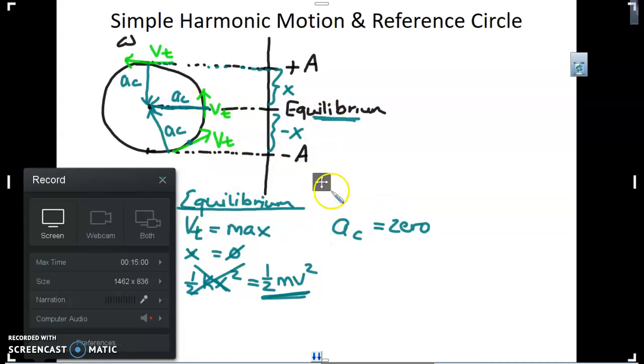Just understanding that idea with this reference circle is an important thing. You can do a lot of problems with this. I don't think we're going to do a lot of problems with it, but as you can see, you could break this up and use trig to calculate certain values at certain points. Again, I don't think we're going to be doing that.